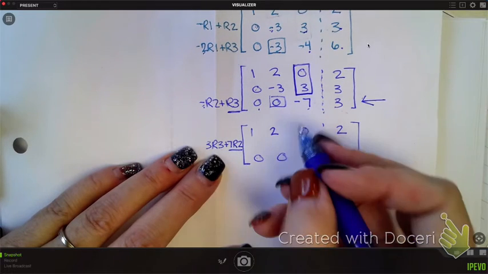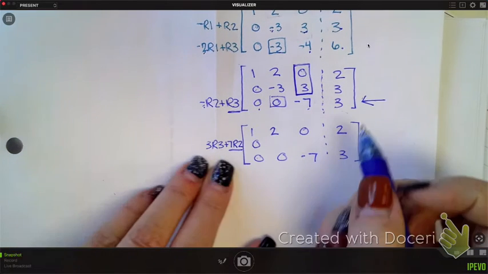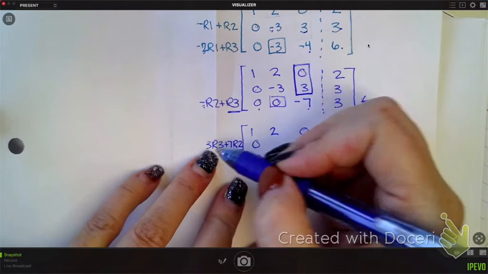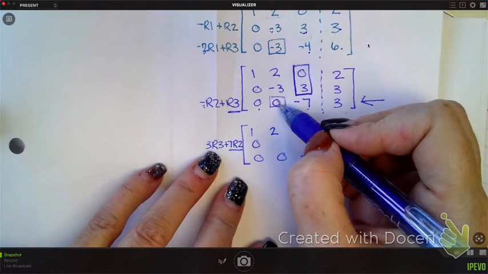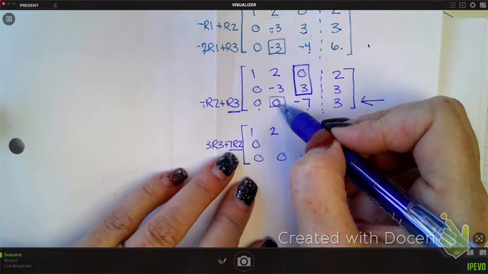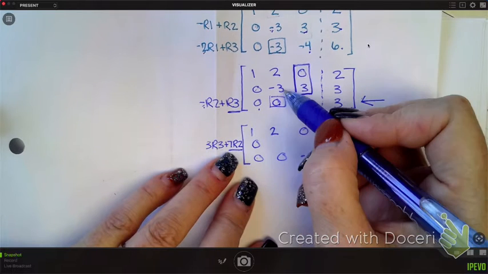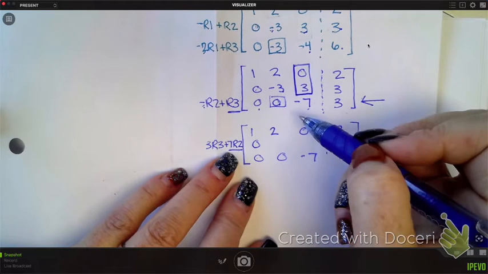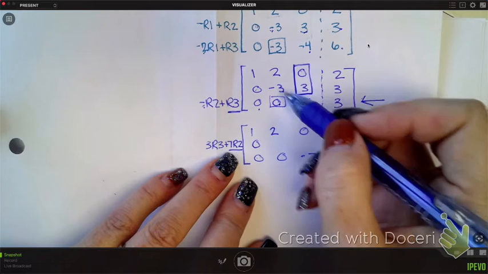So 0 and 0 combined is 0. Awesome. So now it says to take 3 times R3. Well, 3 times 0 is 0. And 7 times -3 is negative 21.